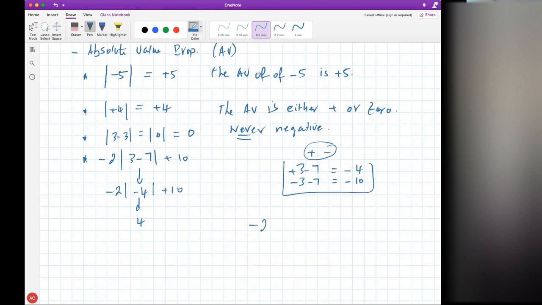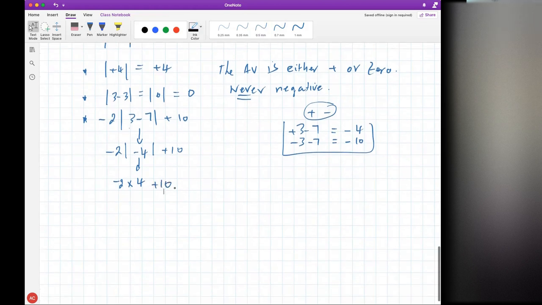Just like with parentheses, the multiplication here is between the absolute value and the -2. So it's going to be -2 multiplied by the absolute value of -4, which is 4, and you bring down the 10. Now we're going to multiply these two. So -2 times 4 is -8, plus 10, which is 2.